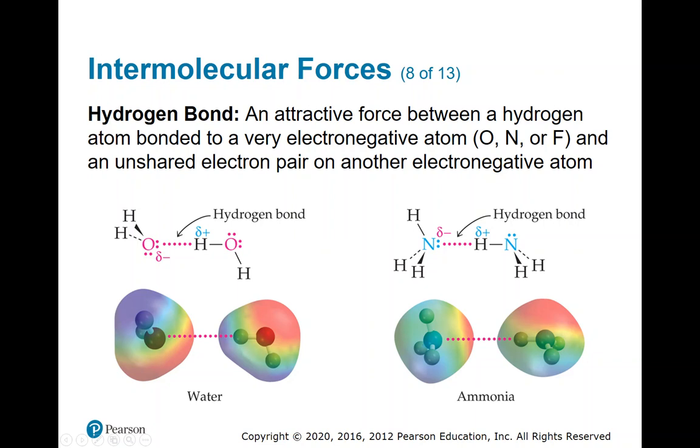And a similar thing can happen with ammonia, which has hydrogen directly bonded to nitrogen, another very strongly electronegative element. So the hydrogen has a strong partial positive charge, the nitrogen has a lone pair and a strong partial negative charge, and so the nitrogen on one ammonia molecule can interact very strongly with the hydrogen on a second ammonia molecule.